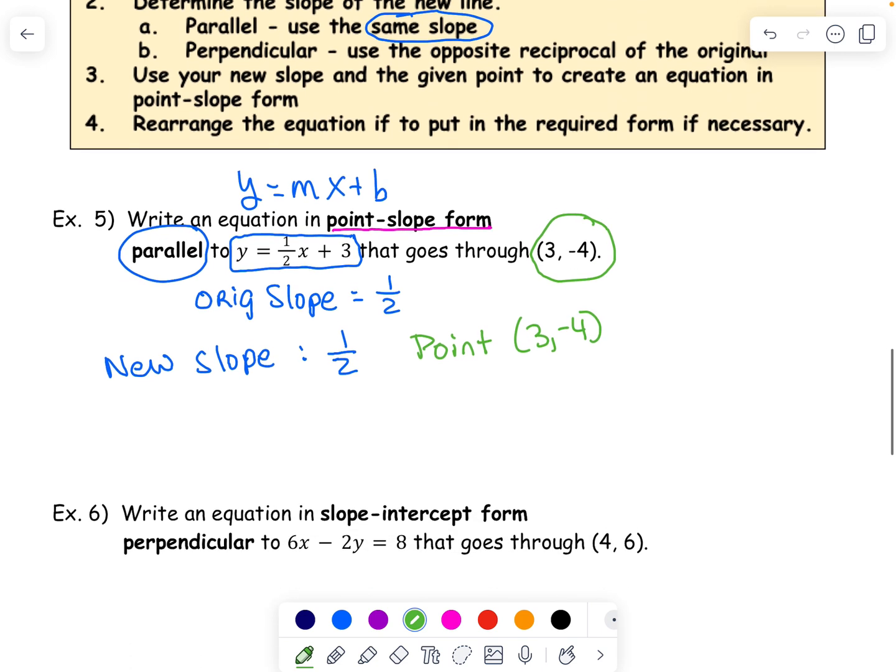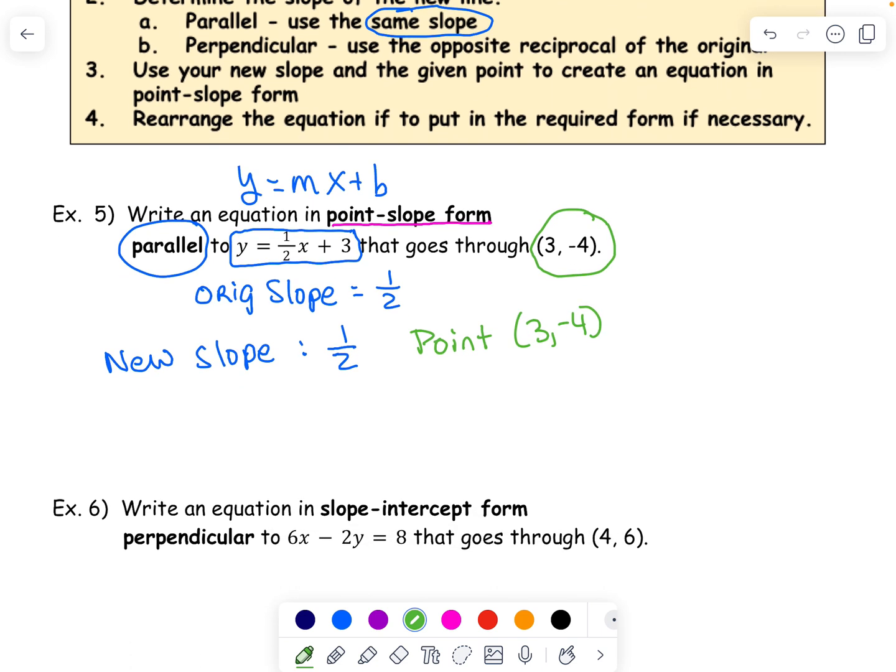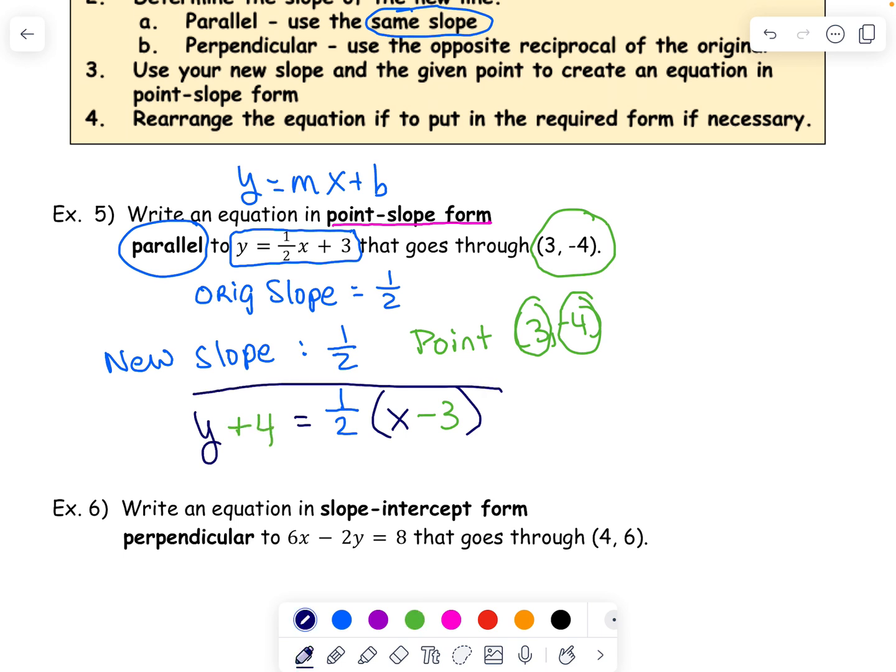Which is 3, -4. Okay, these are the pieces of information that we are going to use to do point slope form. So we have y, x, see how all this is the same? We're going to take our slope and put it where our slope should be. We're going to look at our point. This is a +3, so we'll put a -3 because it's the opposite of that value. And this is a -4, so we'll put a +4. And there we go. This is point slope form.